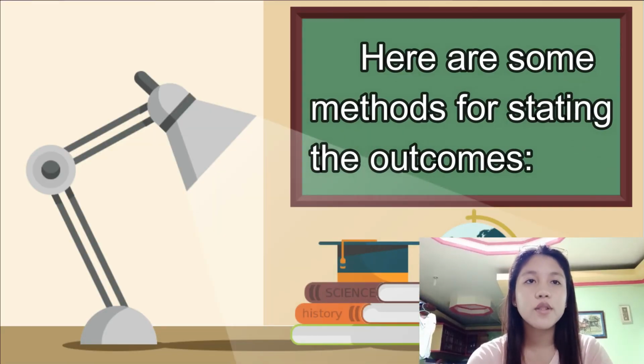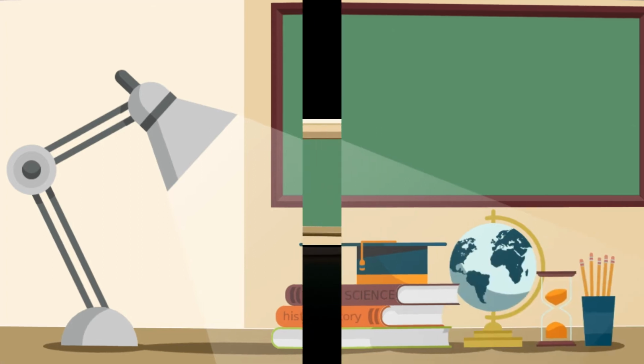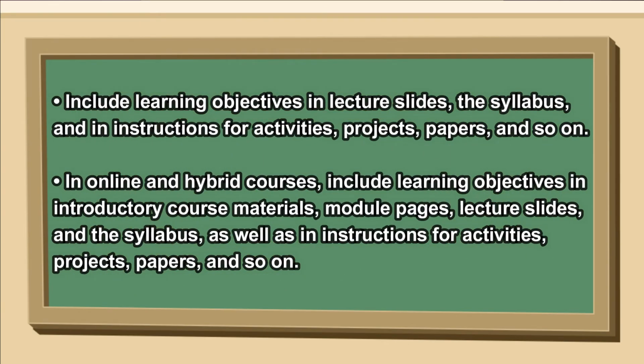Here are some methods for stating the outcomes. First, include learning objectives in lecture slides, the syllabus, and in instructions for activities, projects, papers, and so on. And the second one, in online and hybrid courses, include learning objectives in introductory course materials, module pages, lecture slides, and syllabus, as well as in instructions for activities, projects, papers, and so on.